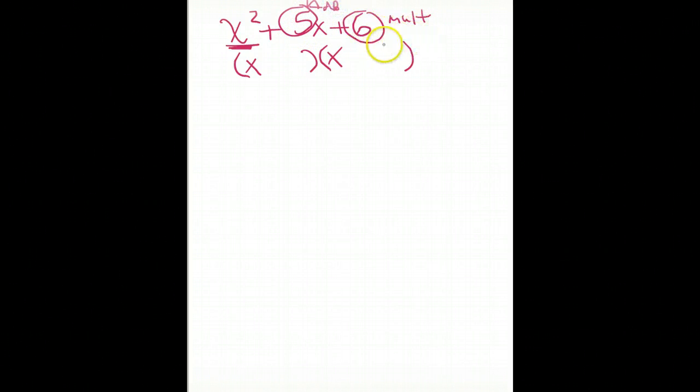Okay, so two things that give you 6. Okay, so there's 1 and 6. If I add that together, I don't get 5. And 2 and 3, if I add that together, I get 5. So those are my two answers. And you can put 2 and 3 in either place. It doesn't matter. Again, if you were to FOIL this out, all that would do is swap the middle terms.